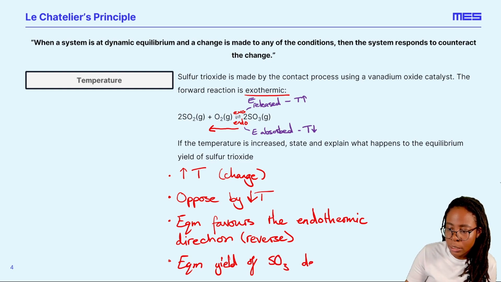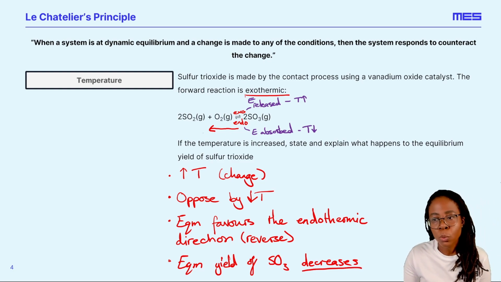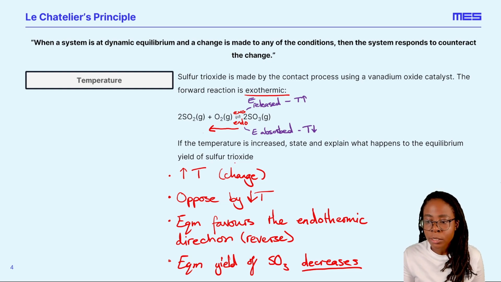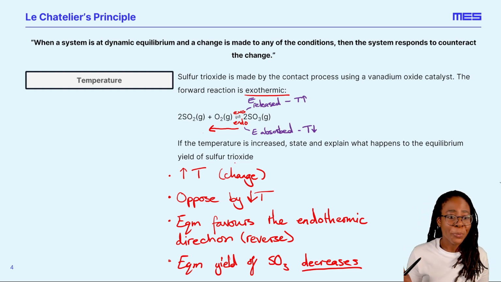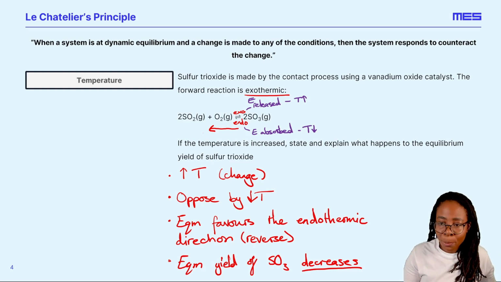It is going to decrease because we're shifting towards the reactants, which is away from the SO3, as opposed to towards the products, which is towards the SO3. Okay, so far, hopefully so simple. Whatever the change is, let's oppose that change.